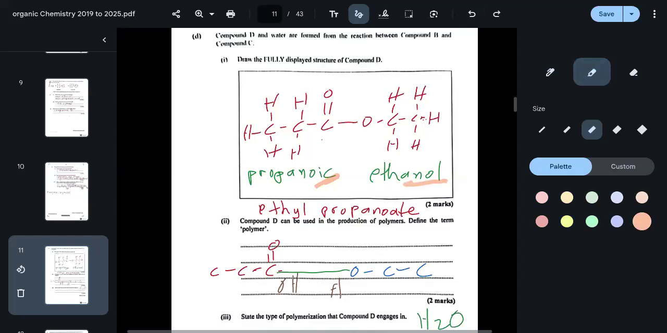So let me highlight the ATE down here. You replace IC with ATE and you replace ANAL with YL. All right, so that's how we get ethyl propanoate.